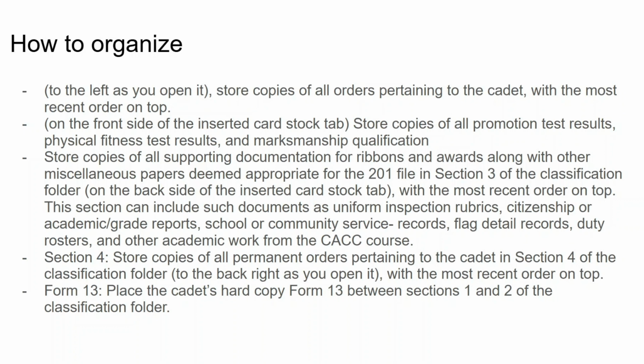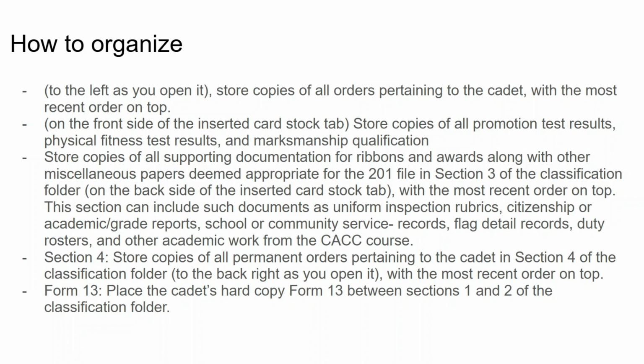So it should also store copies of supporting documentations for ribbons and awards, along with other miscellaneous papers deemed appropriate for the 201 file. So basically, this will have uniform inspections or academic grade reports. It can also have community service records, your flag detail, your duty rosters, and other academic work. So any of the worksheets you guys do in class or any of the tests completed can also be put in your 201 file as examples of some of the documentation you have done in Cadet Corps.